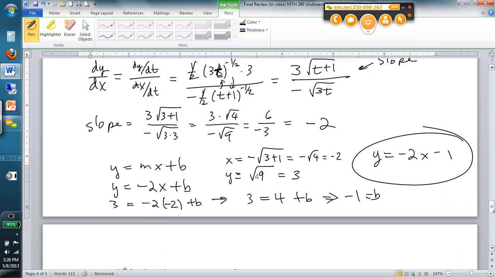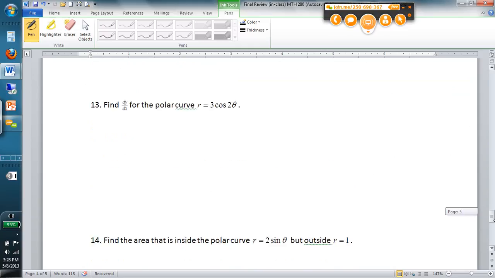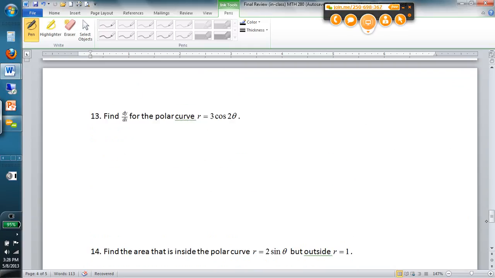All right, last page. Two more? Just two more. Of course, this isn't all the stuff, because we still have the series and stuff like that, but it's a pretty good reminder for some of these. What about dy/dx for a polar curve?